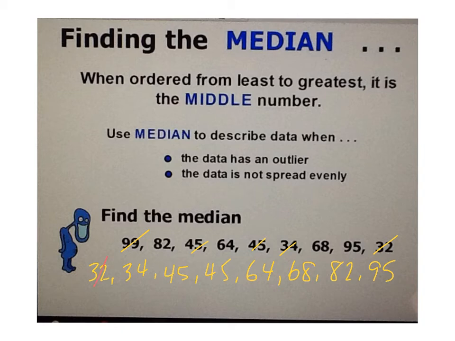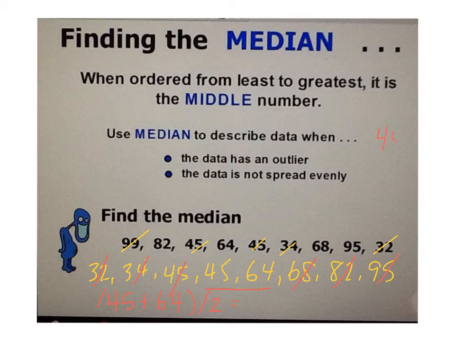Well, if you look at this data set, we have 8 numbers, and if you try to cross off a low and a high, low and a high, low and a high, you'll find that you have 2 middle numbers. In this case, you have to add the 2 middle numbers, 45 and 64, and then divide the whole thing by 2 because we want to find the middle of that number.